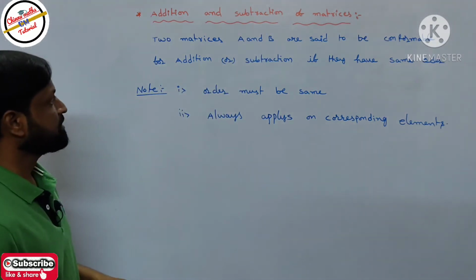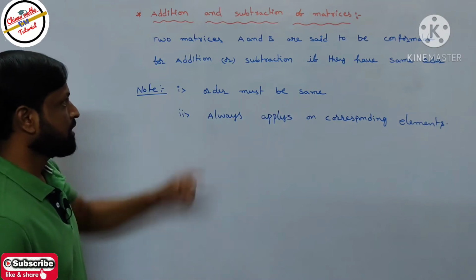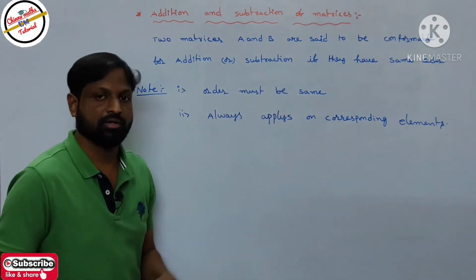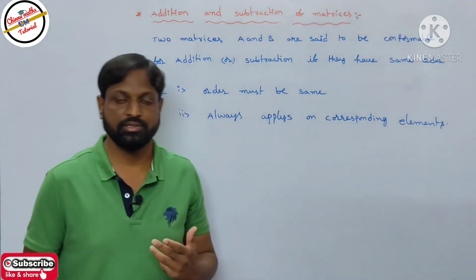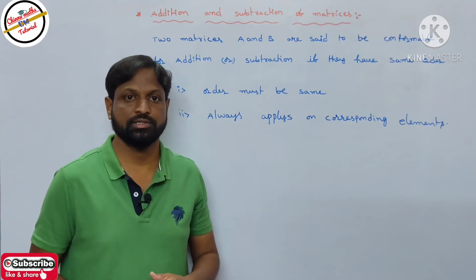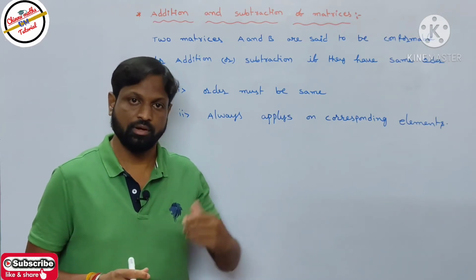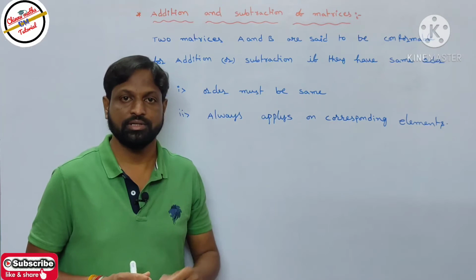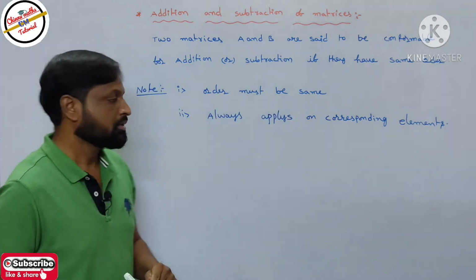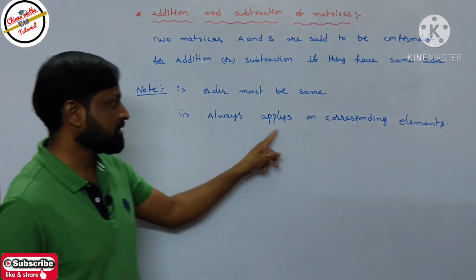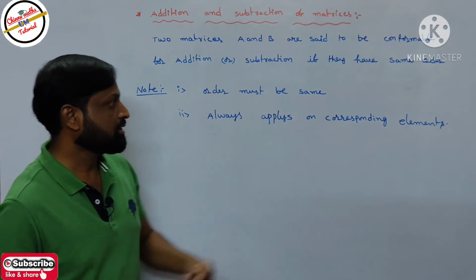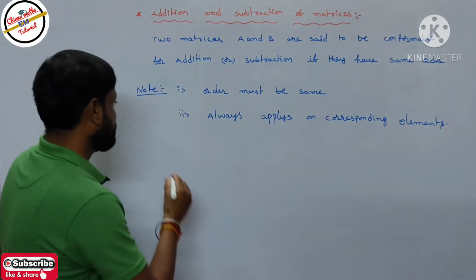Next definition, addition of matrices and subtraction of matrices. See here, two matrices A and B are said to be conformable for addition or subtraction if they have the same order. If you are adding or subtracting two matrices, the first condition is that the given two matrices have the same order. The order must be the same. The second is that the operation always applies on corresponding elements. So addition and subtraction apply on the corresponding elements. So let's take one example.